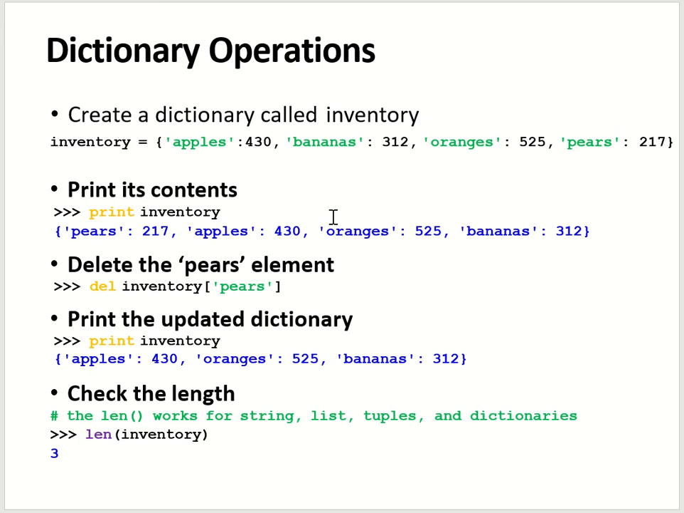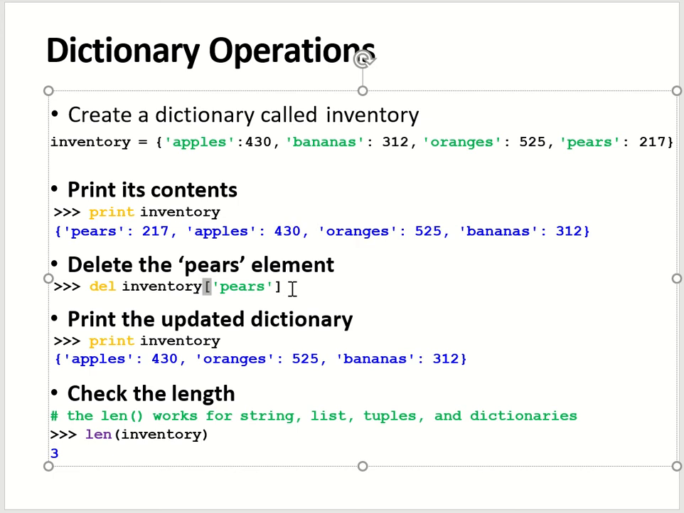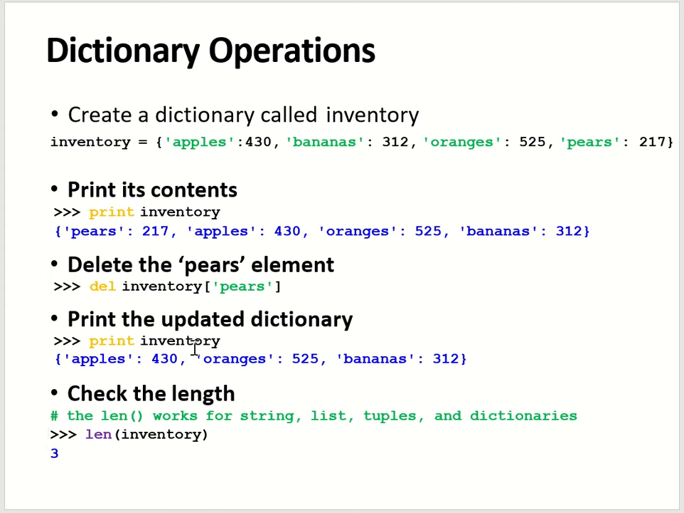So we can print out the entire inventory. You can delete an element by referencing its key. So if you write del inventory followed by square brackets and then the name of the key, then that item is going to be deleted. So the pairs key goes away, but also the associated value of 217. And you can call the length function. After you've deleted the pairs item, there are only 3 items left. So even though you see maybe 6 different data objects within that dictionary, 3 of them are keys, 3 of them are values, and so you have 3 pairs of those.